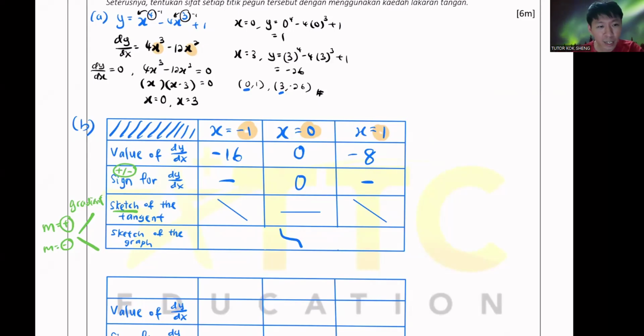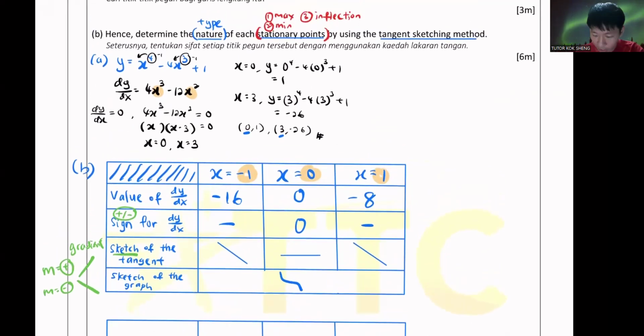Okay, so repeat again. These four things: value of dy/dx, the sign, the tangent line, and the graph. All these four, after you draw already. Very simple. Maximum is a sad face, minimum is a smiley face. But this one is neither smiley face nor sad face. It must be the one more last one: inflection. So (0, 1) is an inflection point.